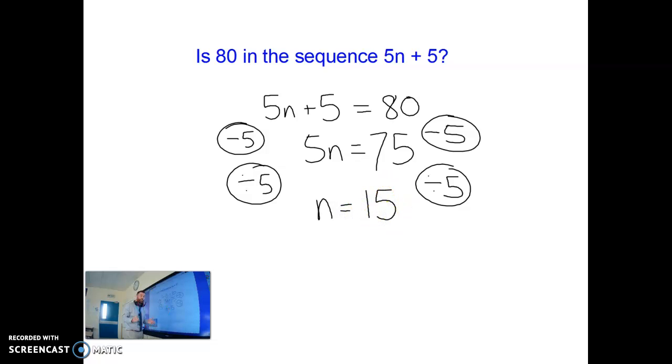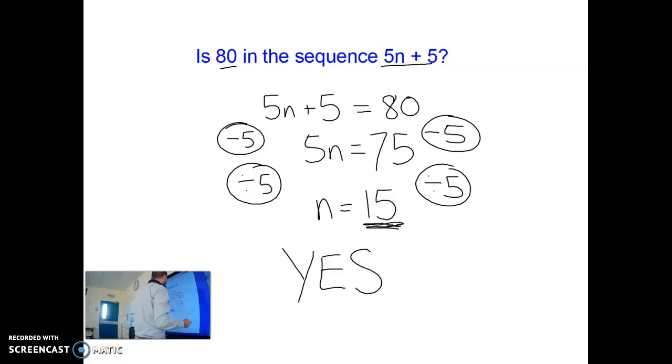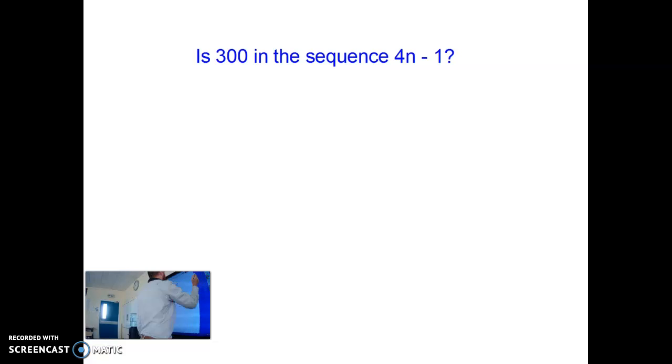It's a whole number, and therefore, yes, it is in the sequence, because 15 is an integer, a whole number, a natural number, okay? So we made it equal to 80, then we solved the equation, we got an exact answer of 15, which is an integer, a whole number, therefore it is in the sequence. Let's have a look at another one.